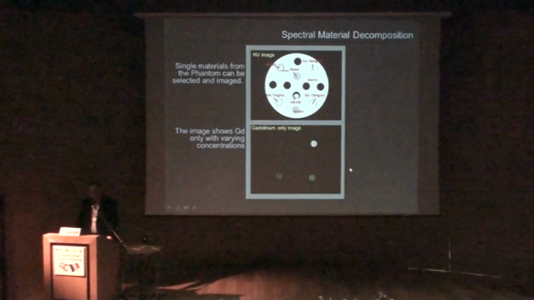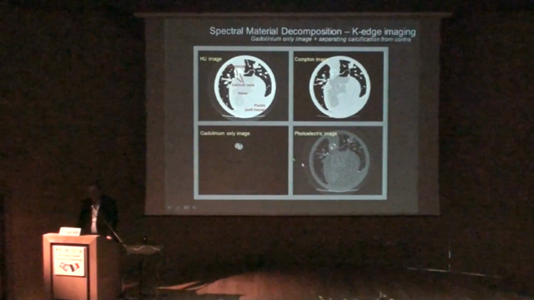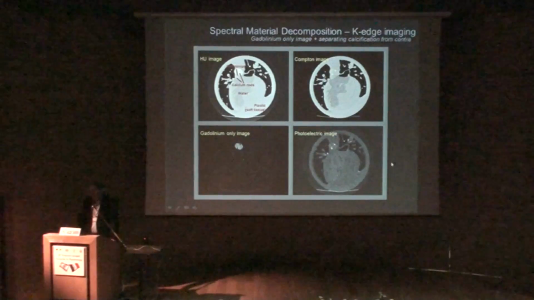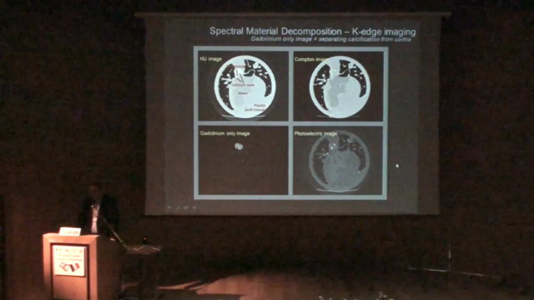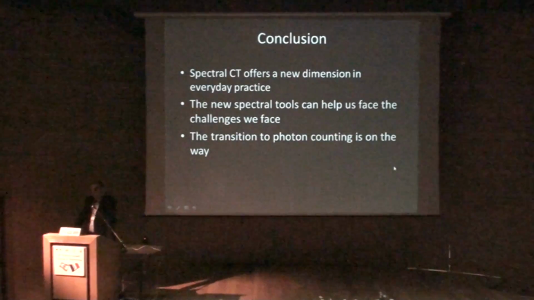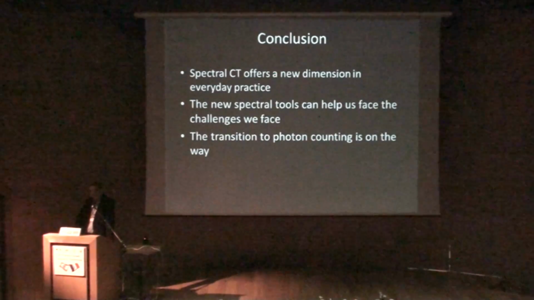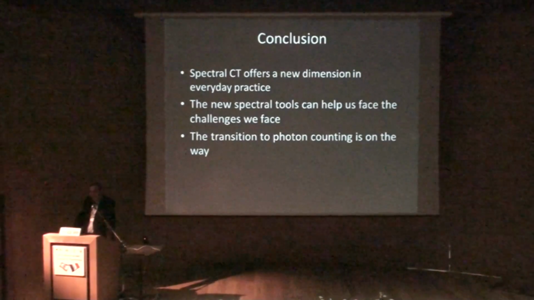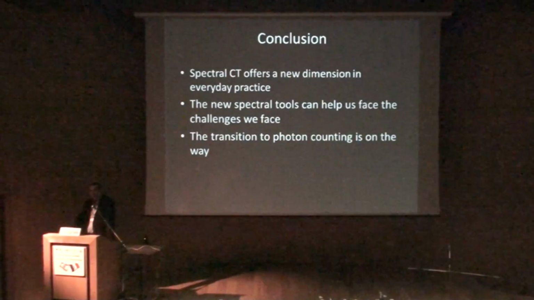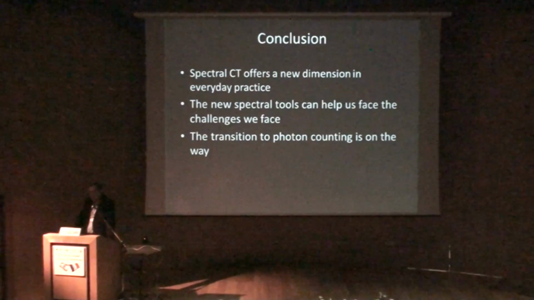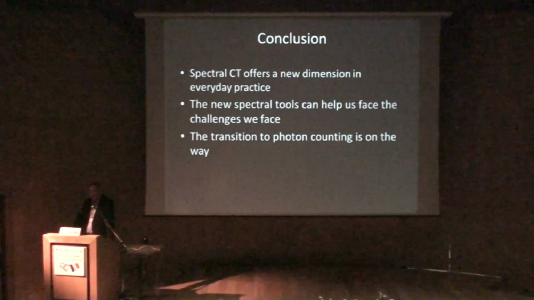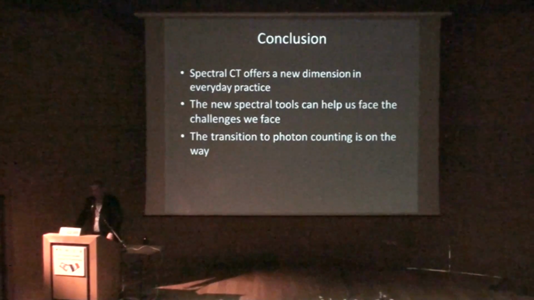And as you know, gadolinium can be seen in CT. We can have different materials and maybe have different contrast agents in the near future. So just to conclude, spectral CT offers a new dimension in everyday practice. It can help us face the challenges that we have. And I believe the transition to photon counting is on the way and will take another 5 or maybe 10 years. So thank you for your attention.